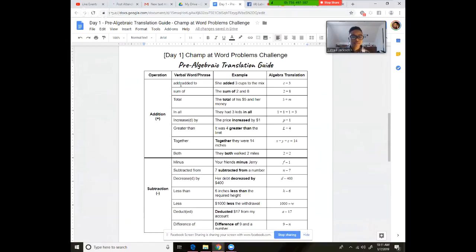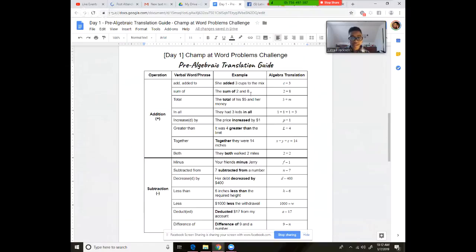Added to. Some of these are probably easy to understand, but some of them you're going to need a little extra thinking about. So let's look at added to. For the example for added to, it says she added 3 cups to the mix. Okay, so let's say she has a mix of cake batter. She added 3 cups to it. So that means the cake batter, C plus 3. C plus 3, 3 cups.